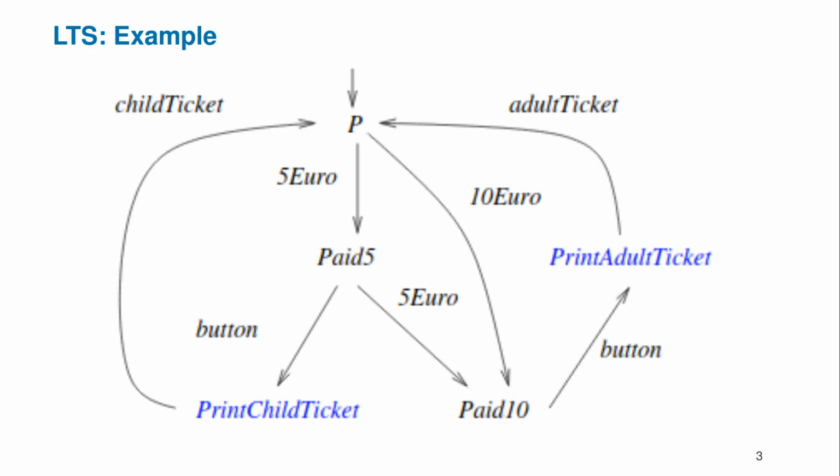So one input is that €5 can be put into it. Another input is that €10 can be put into it. Then we have the input that a button can be pressed, and then we have the action taken by the vending machine that the child ticket or an adult ticket is printed.